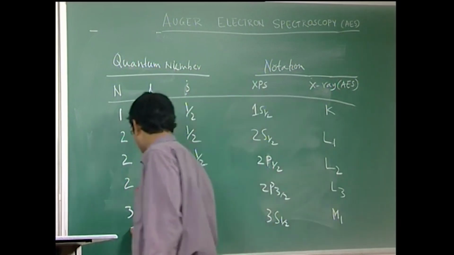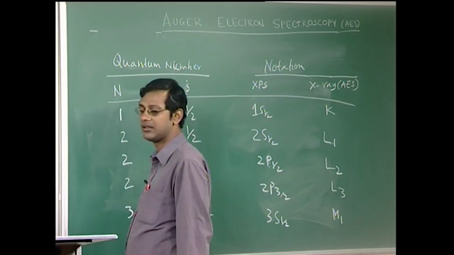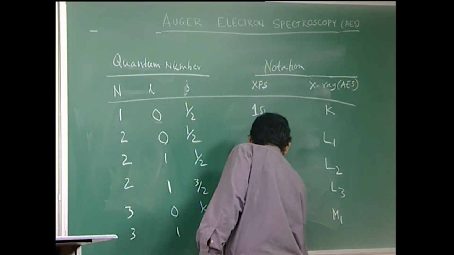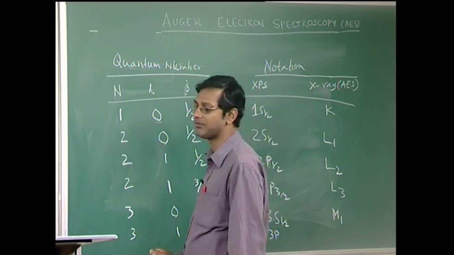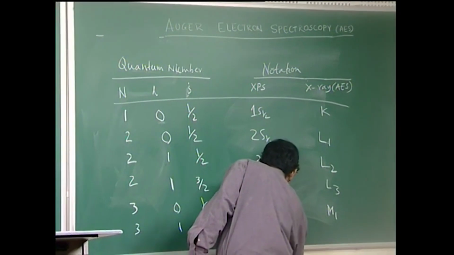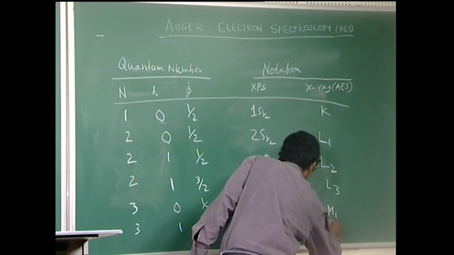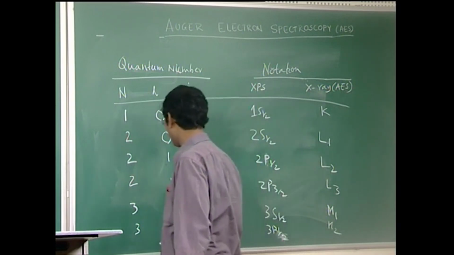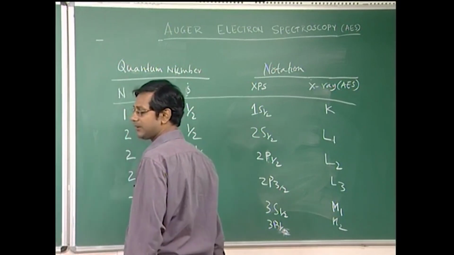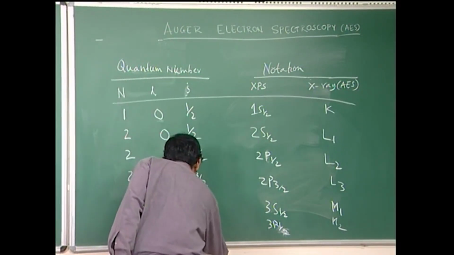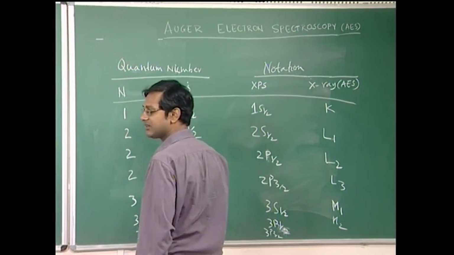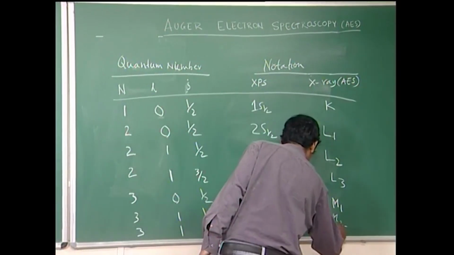So, if it becomes 3 1 by 2, this will be 3p 1 by 2, and this will be M2. And the last one, let me see, 3 1 3 by 2 will be 3p 3 by 2. This will be M3, right, and so on.